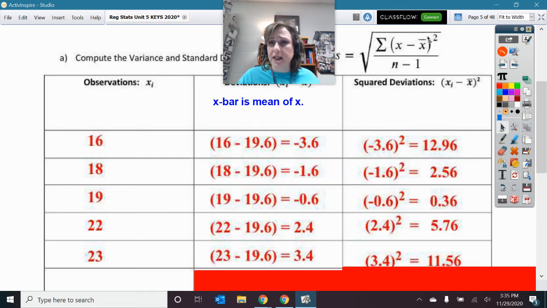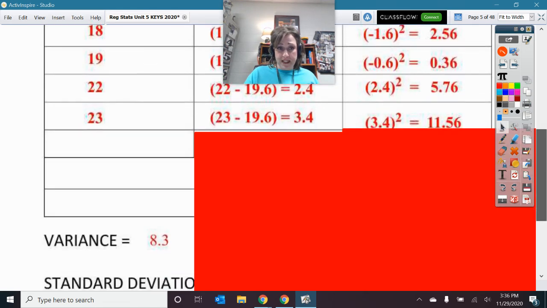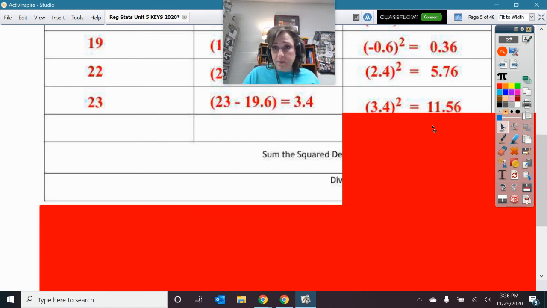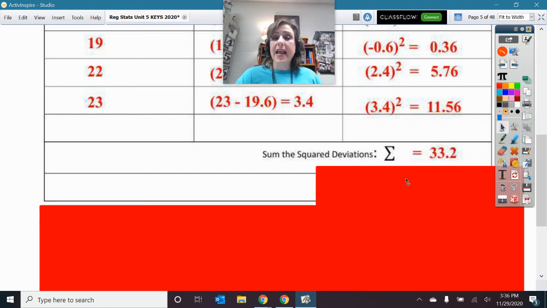All right, take a look at our formula. After we square them, then we've got this sigma. Sigma is a Greek letter, capital sigma, for summation. So sum them all together. That's what I'm going to do with all of those pieces of data. I'm going to sum them all up. Here we go. And the sum of all of those squared differences is 33.2.